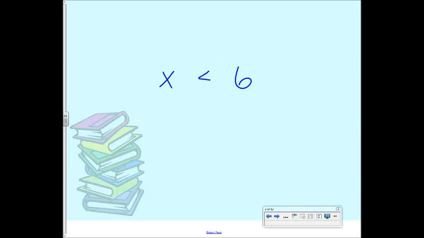Yeah, so does anybody remember how we illustrated all the stuff x could be then? Micah? Like this? All right, and then what?